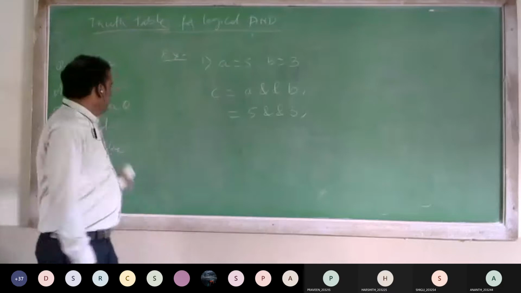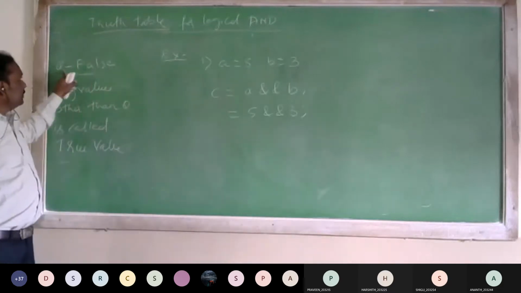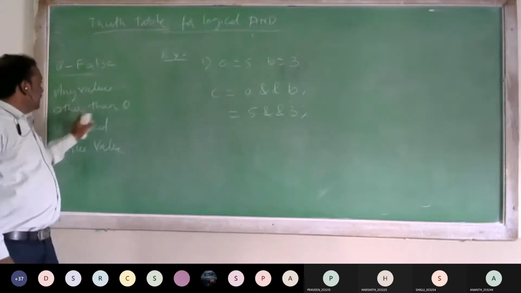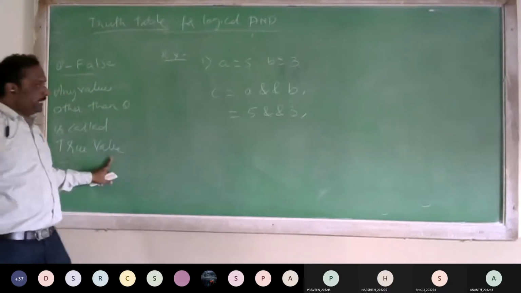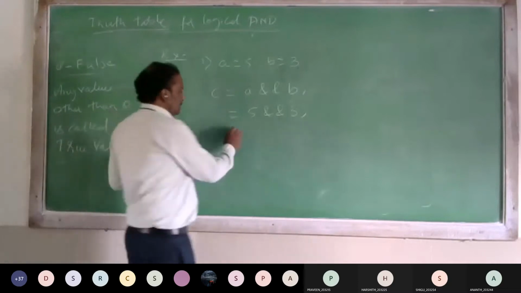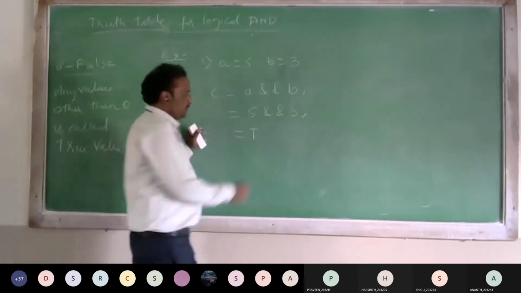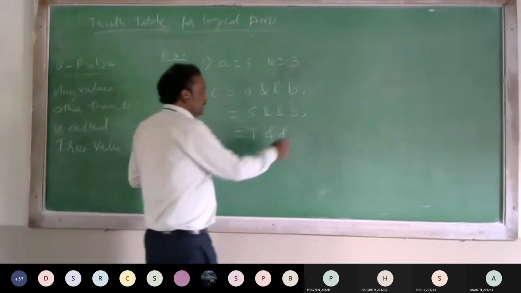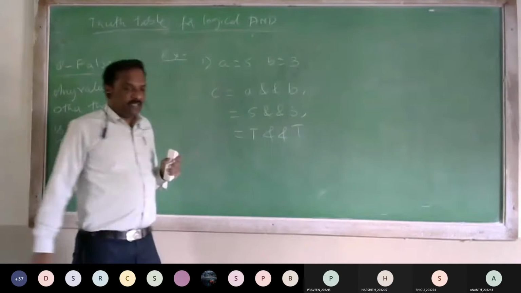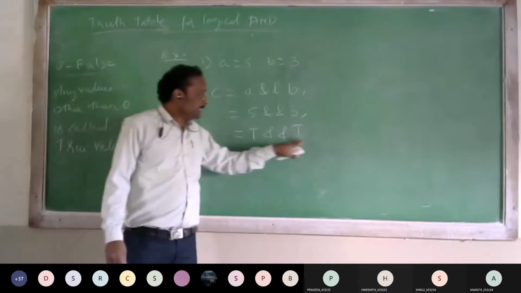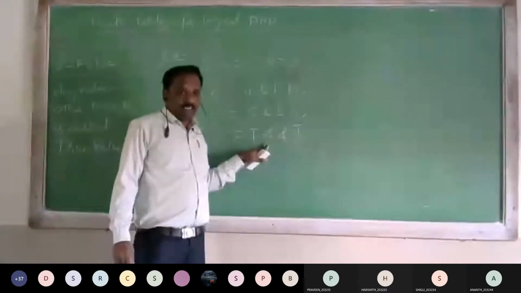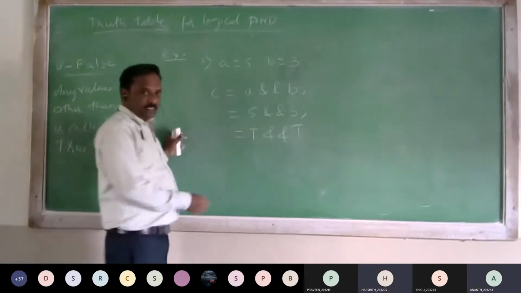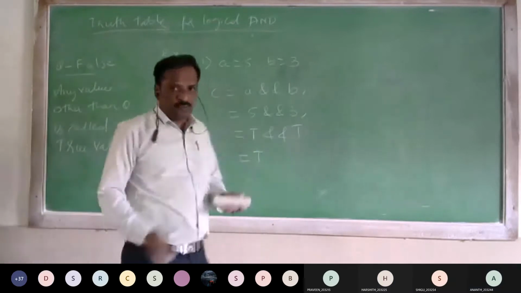Now, according to this statement, 0 means false. Is 5 equal to 0? No. Any value other than 0 is called a true value. So it is not 0, and not 0 means true. And 3 is also not 0, so it is true. Now, according to the definition of logical AND, true and true, what is the result? When both the variables are true, the result is true.